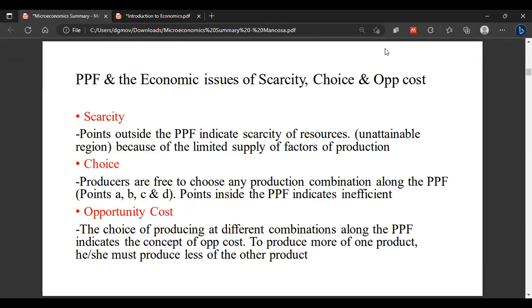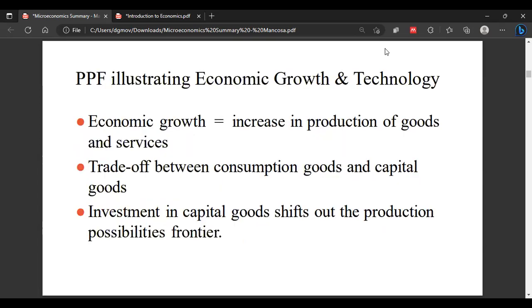Now, what is the relationship between the PPF and the economic issues of scarcity, choice, and opportunity cost? Points outside of the PPF indicate scarcity. They are unattainable because of the limited supply of the factors of production. Producers are free to choose any production combination along the PPF, right? Points within the PPF represent inefficiency and unemployment. The choice of producing different combinations along the PPC indicates the concept of opportunity cost. You have to give up more of one product in order to produce the other. To produce one more of a product, you must produce less of the other product, right?